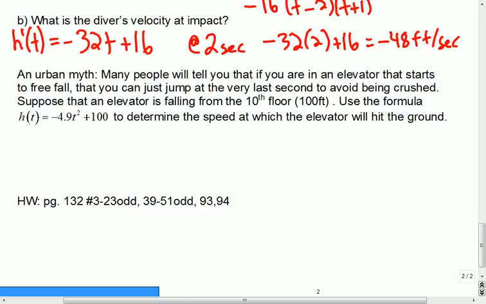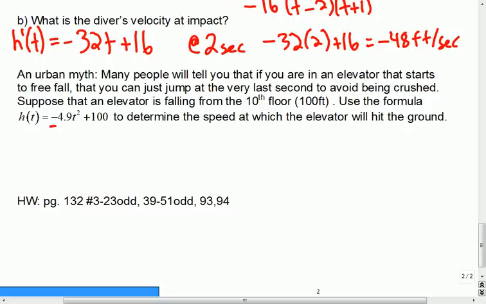I'll give you this: if the elevator fell like 5 or 6 feet, yeah, you could probably get away with it. But most elevators are a lot higher up than 5 or 6 feet. Otherwise, you just take the stairs. So let's say you're on the 10th floor. It's 100 feet up. How fast would you have to jump to cancel out the elevator speed when it hits the ground?